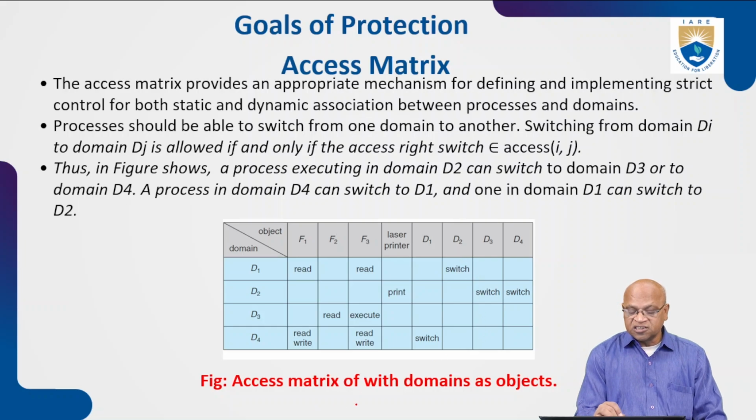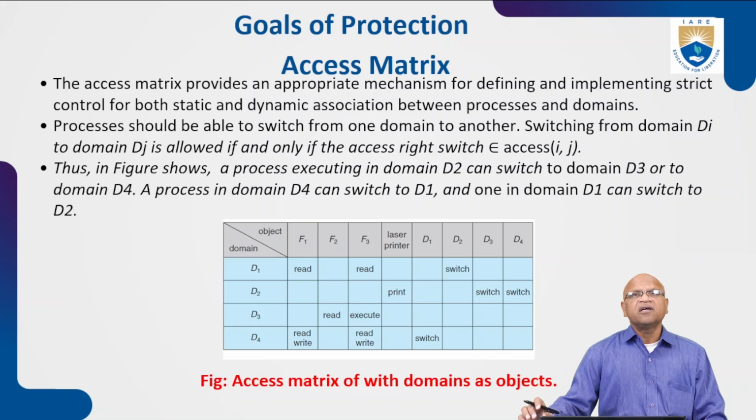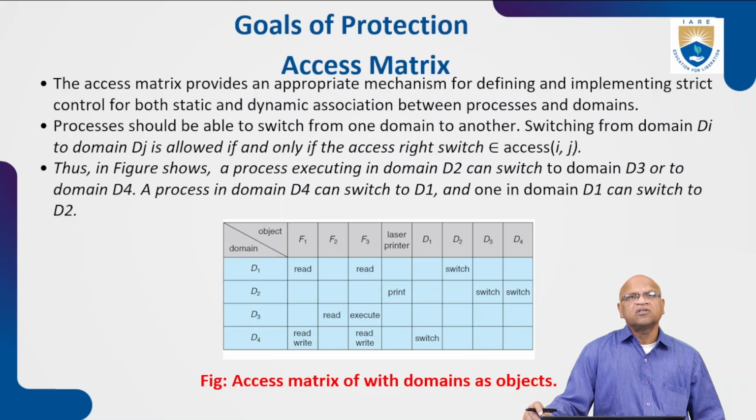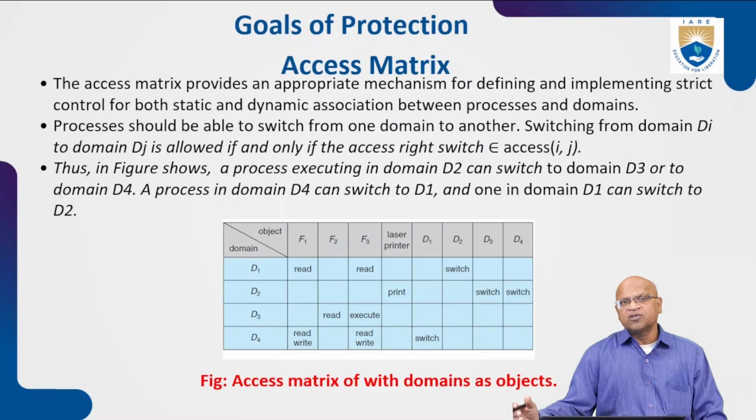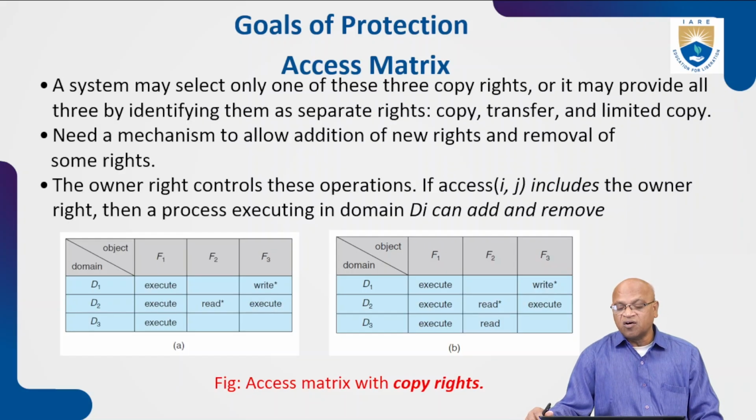So this is an access matrix which defines domains and objects. So this is your access matrix. The access matrix is predetermined. Whenever anyone creates any project or any program, you should give the permissions, the file permissions, so that we don't unnecessarily execute other objects. So a system may select only one of these three copy rights, or it may provide all three by identifying them as separate rights: copy, transfer, and limited copy.